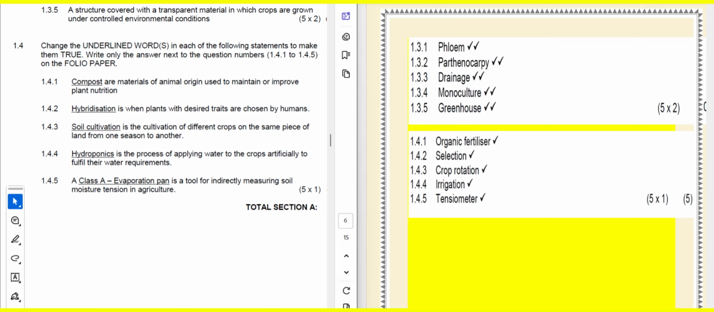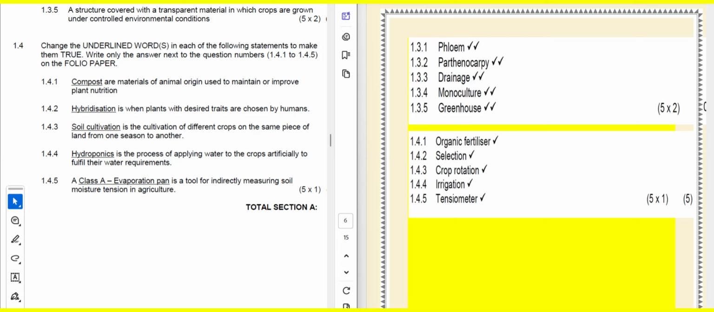1.4.5. A Class A evaporation pan is a tool for indirectly measuring soil moisture tension in agriculture. The correct answer is tensiometer. A Class A evaporation pan is incorrect. So the correct answer for this question is tensiometer. A tensiometer is a tool used to indirectly measure soil moisture tension in agriculture.